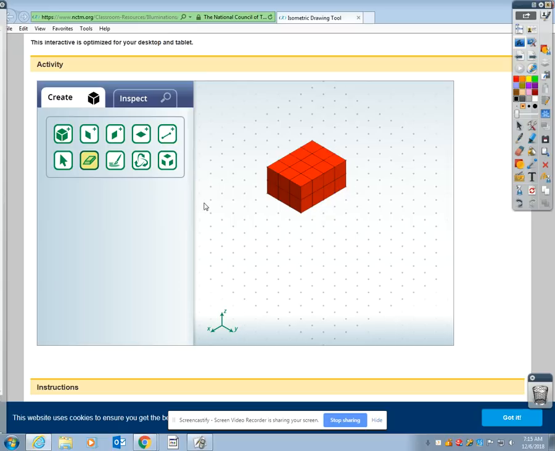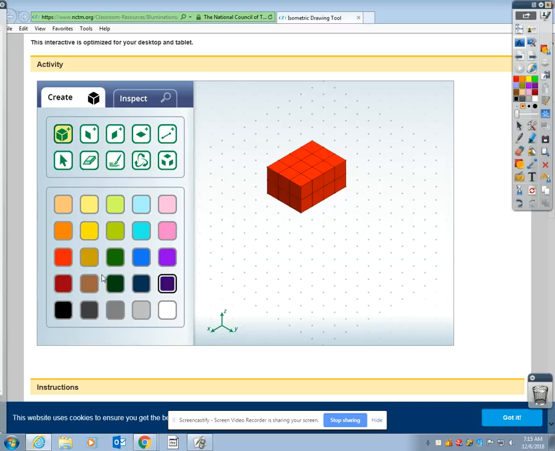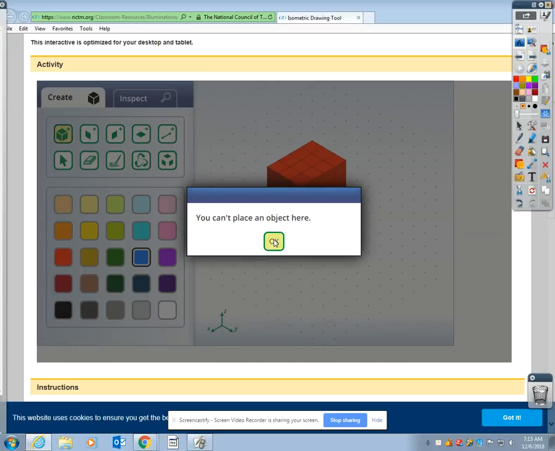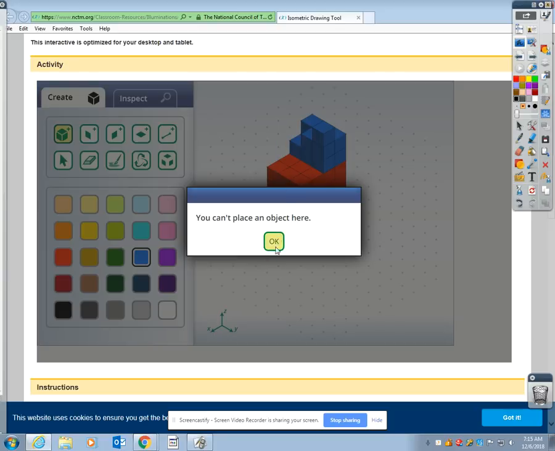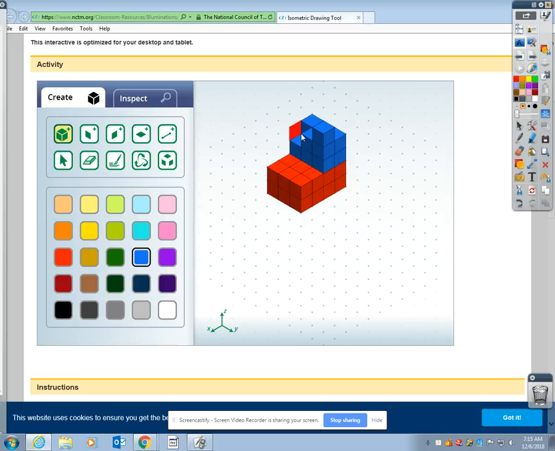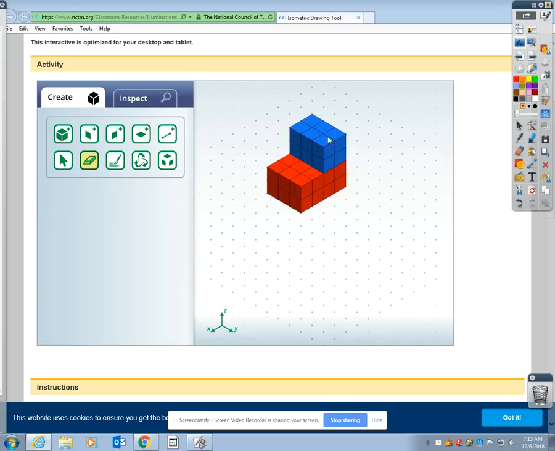I know that this is 24, but instead, let's just add a couple more shapes to it. Maybe we have something that looks like this now. You can't place an object here. Why not? There we go. Oops. And give me one more cube. It's very touchy right there. And I want to get rid of one, which is right here. So now I have a different shape here.